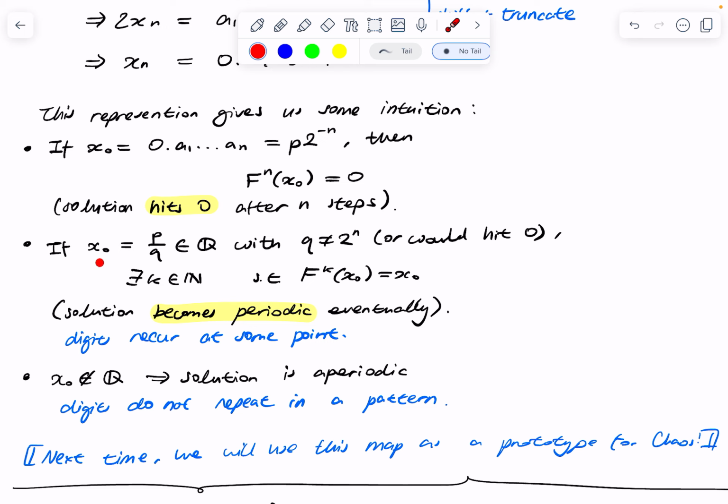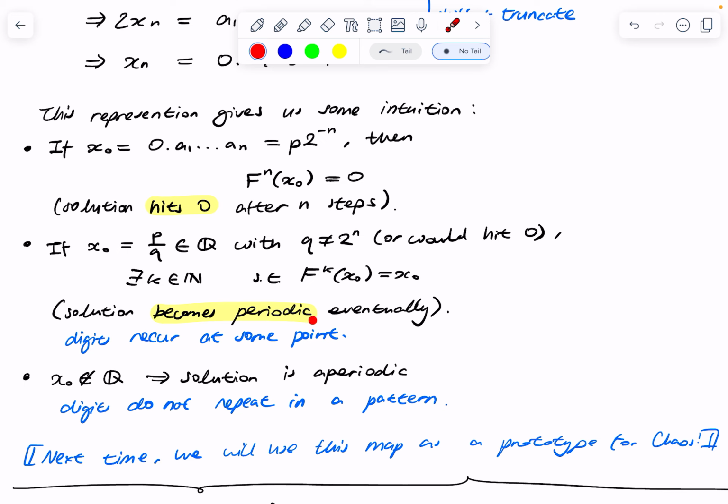If we start with a point x naught which is rational, so we can express it as some p over q, with q not equal to 2 to the n, because otherwise we would have the previous case and hit 0, then there exists a k in the natural numbers such that after k iterations of the map, we will get back to x naught. Because it's a rational number, by the properties of modulus again, number theory, I'm not going to quote the exact result, we will end up at the same number. So basically the solution becomes periodic eventually.